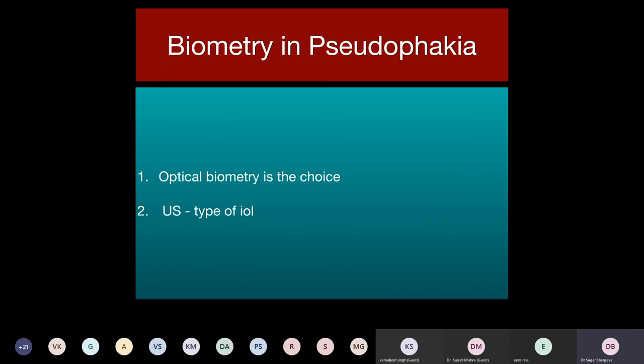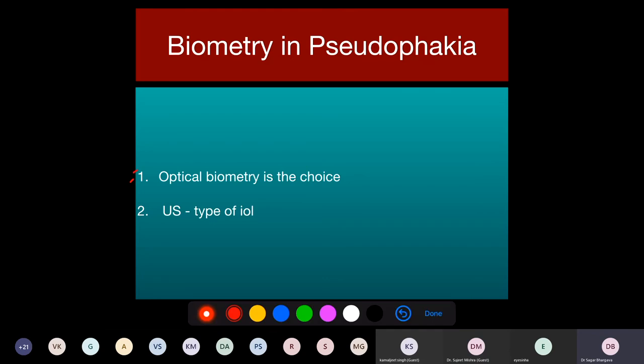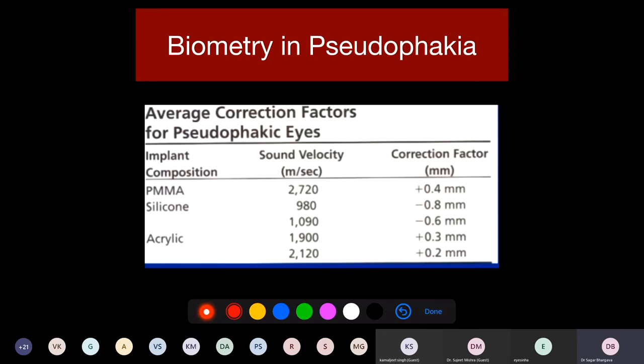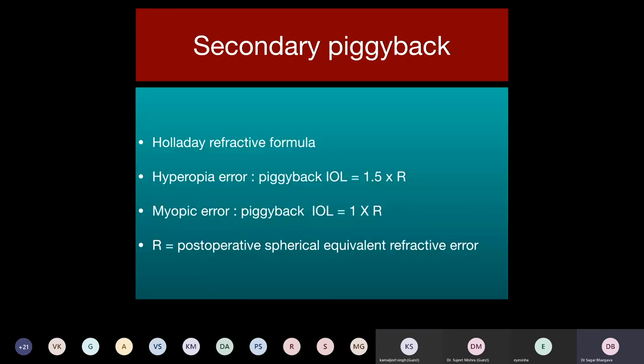Now, for patients who come with pseudophakia, probably for an IOL exchange or a piggyback IOL, optical biometry remains the thing of choice. But if you don't have optical biometry, ultrasound can still be done, but you have to be aware that sound velocities across different lenses are different. So you have to apply the correction factor to the axial length that you get.